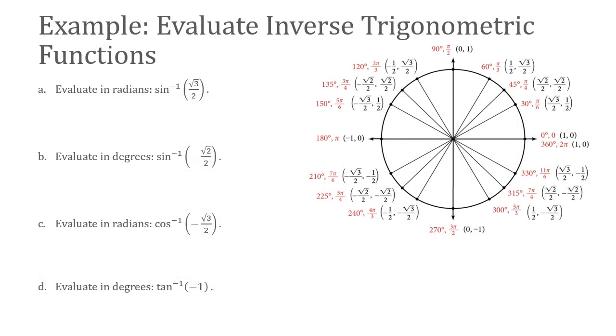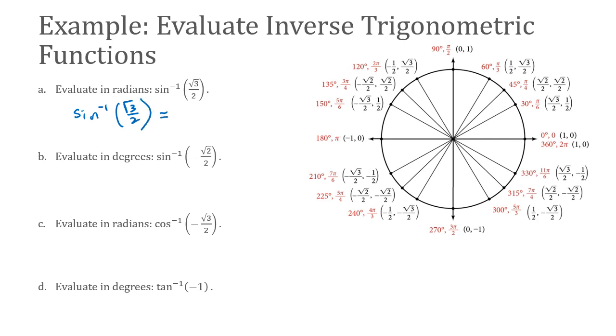So let's take a look at some examples. Part A, evaluate in radians inverse sine of the square root of 3/2. All right, so I'm going to write sine inverse or inverse sine, however you want to say it, of the square root of 3/2. What does that equal?